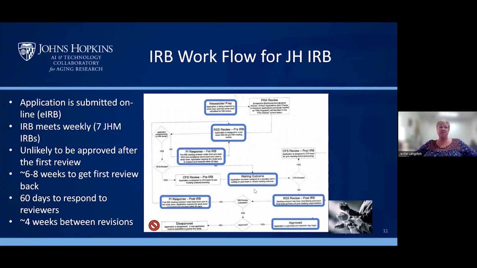The committee meets, the IRB meets weekly. There are 7 Johns Hopkins Medicine IRBs. Again, this is specific for Hopkins, and we'll get into a little if you're not at Hopkins, what happens. Then you'll be waiting for your outcome. And this can take 6 to 8 weeks to get your first review back, depending on how fast this portion goes. And I think the consensus with the study coordinators that I've talked with is you're really unlikely to be approved after your first review.